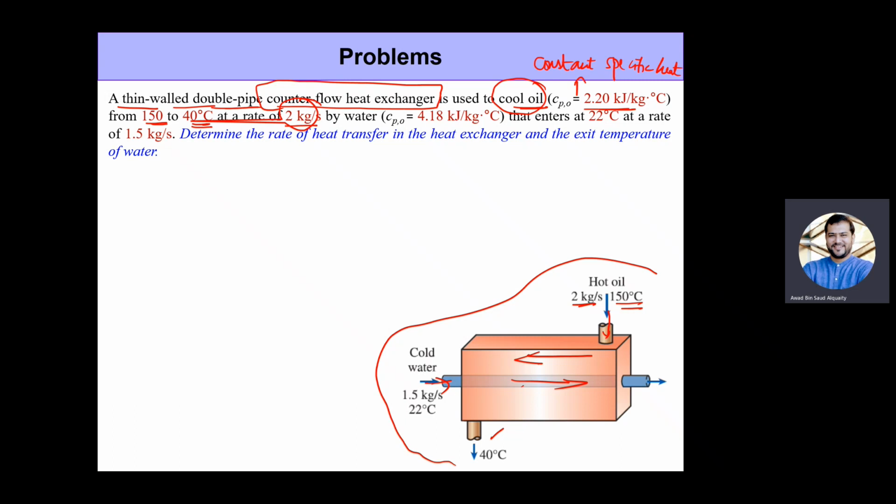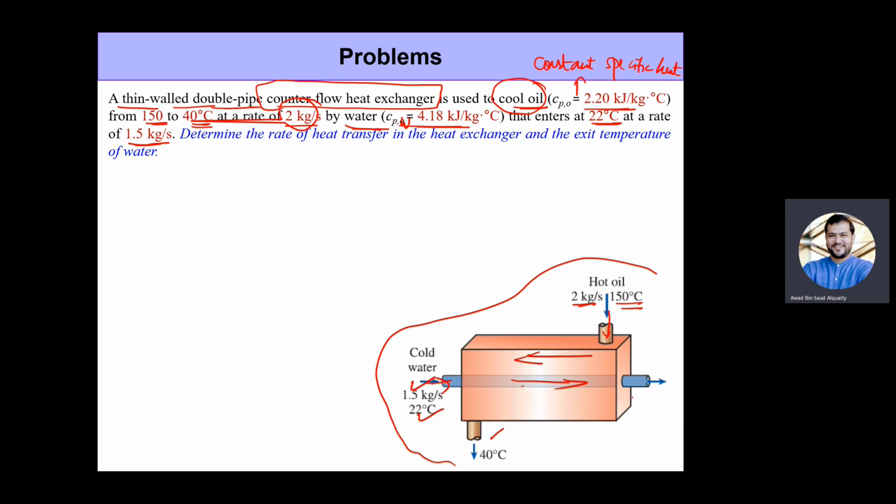And how are we cooling this oil? Well, we're using water with given CP, right? CP for water, and we're using water to cool it down. And the water, of course, enters at 22 degrees Celsius and it flows with a mass flow rate of 1.5 kilogram per second. So we know the inlet temperature for water. We know the inlet mass flow rate for water. We do not know at what temperature it is exiting. Of course, it is cooling down the hot oil.